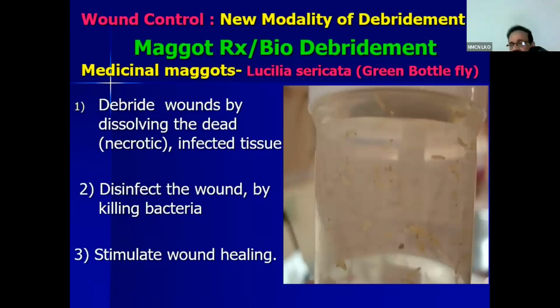Then another newer modality, you can say for India, not for USA, because maggot therapy is being used there. No doubt it's very difficult. The maggots are of Lucilia sericata, the green bottle fly.